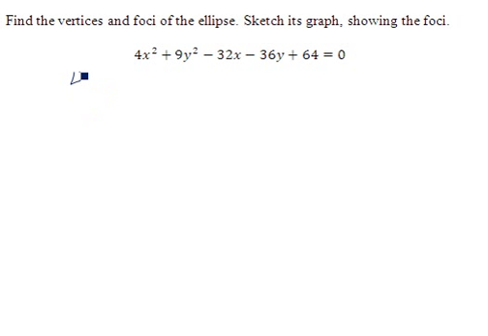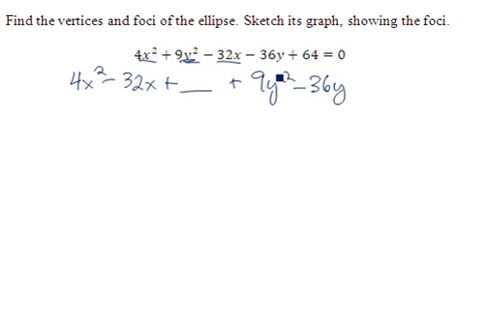So we'll write this as 4x squared. We'll group together that minus 32x term. We'll leave room for something else that we'll add to complete the square. We'll also have the plus 9y squared here and the minus 36y term. We'll have to add something to complete the square, and I'm going to subtract the 64 from both sides of the equation.